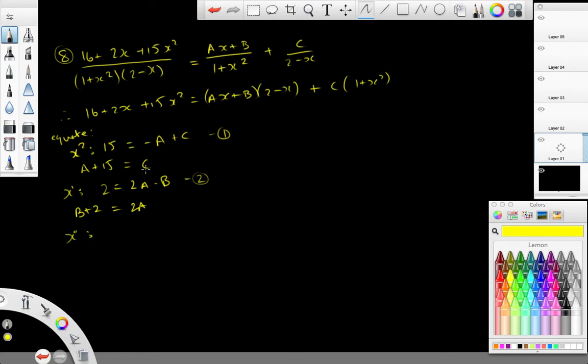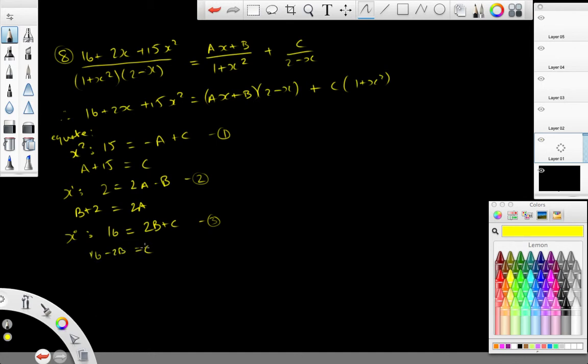X to the power 0, you've got here 16. And on this side, we're just going to have 2b, and then we're going to have plus c. So it's going to be 2b plus c. We've got equation 3. Or we can write c is equal to 16 minus 2b.